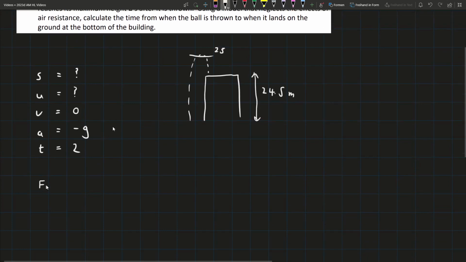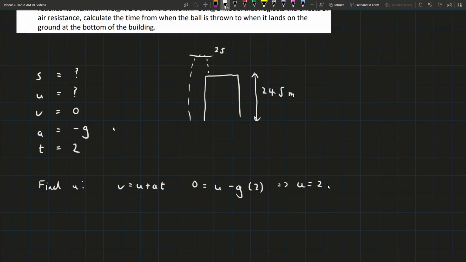So method 1 is just find u, and it'll be cool if we get the same answer. So then we'd have u, v, a, and t. Best equation for that, v equals u plus at. So we'll get 0 equals u minus g times 2, because time is 2. That means that our initial velocity is going to be 2g. And I'd just leave it as that because it's easier to work with.